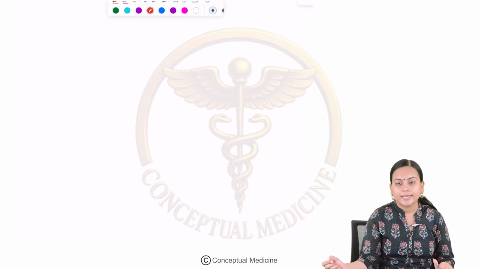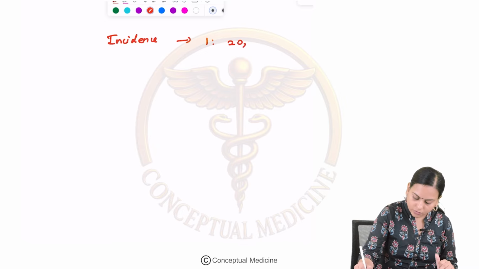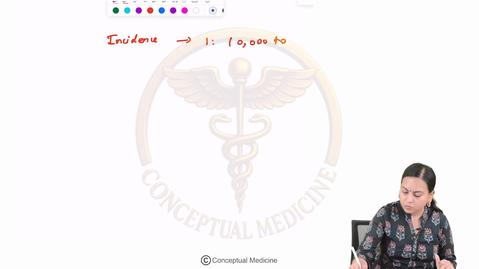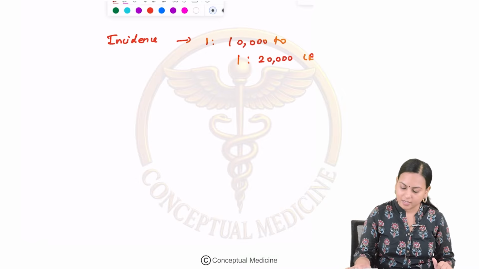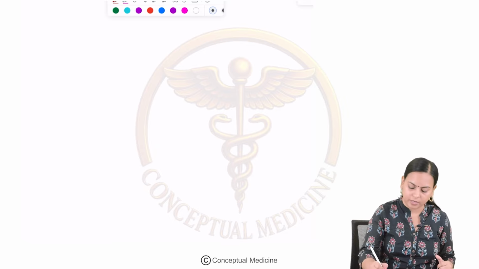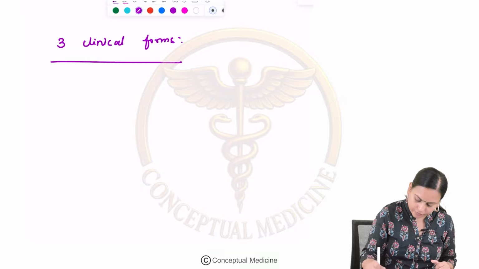Okay, the incidence of this condition lies between 1:10,000 to 1:20,000 live births. Clear? Right. Now let's see the various forms they can present with. You have 3 clinical forms of presentation.